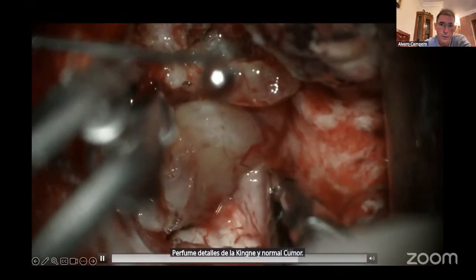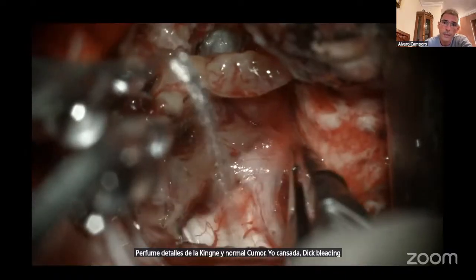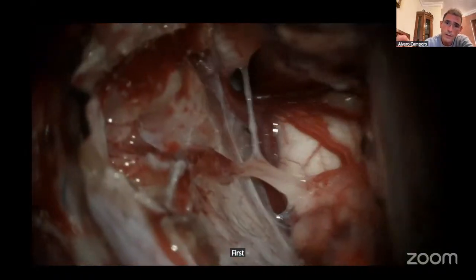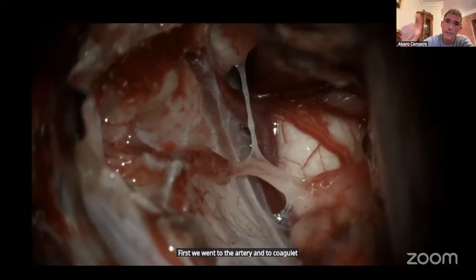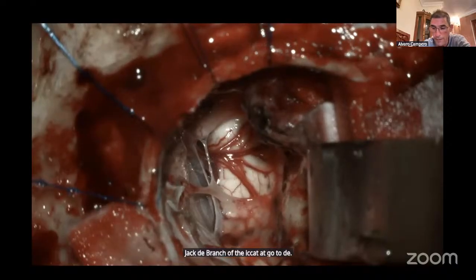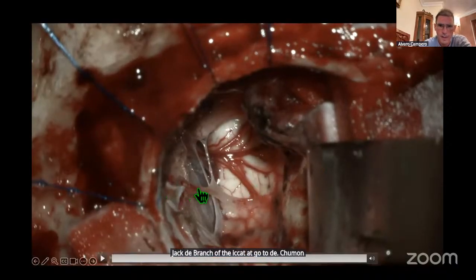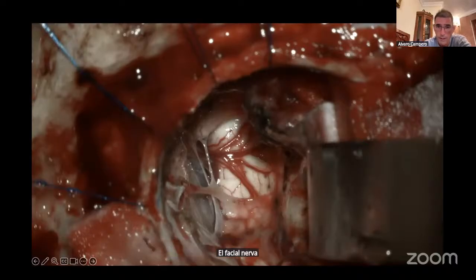You can see that we don't have a big bleeding, but that was because first we went to the artery and coagulated, not the ICA, just the branch of the ICA that goes to the tumor. And this is the final view, a very, very thin facial nerve, but with anatomical and functional preservation.